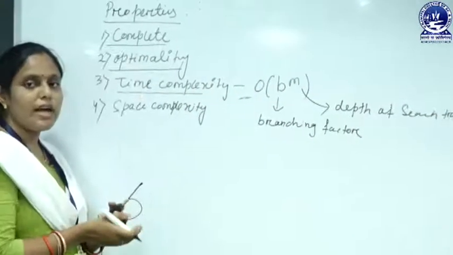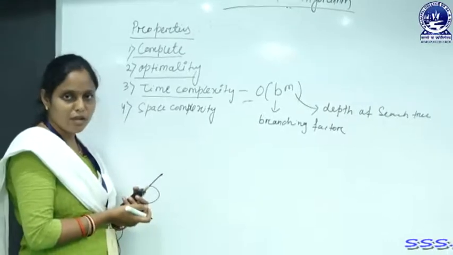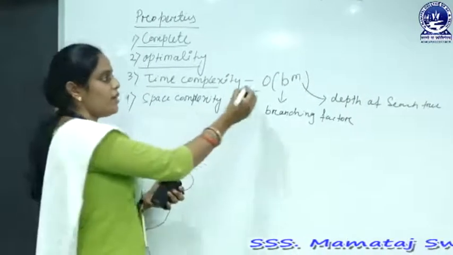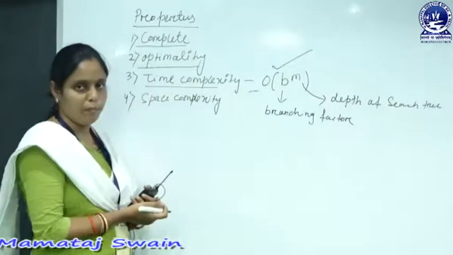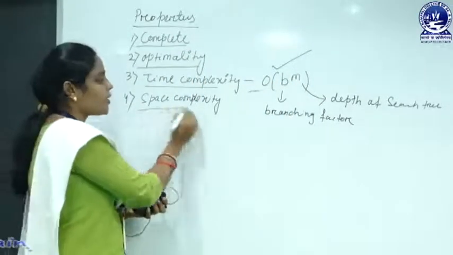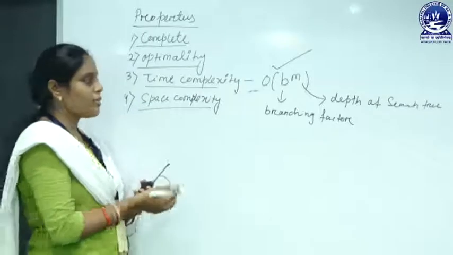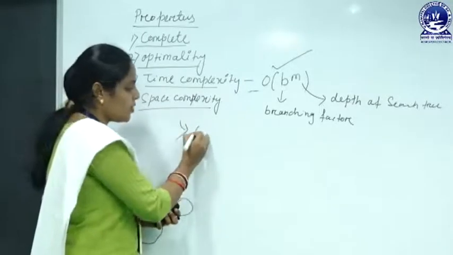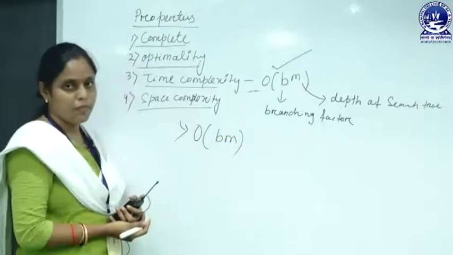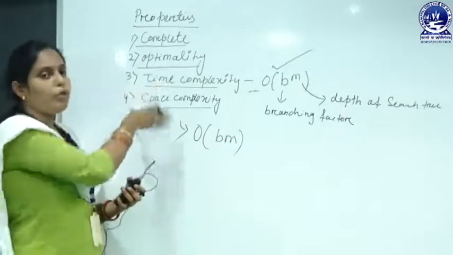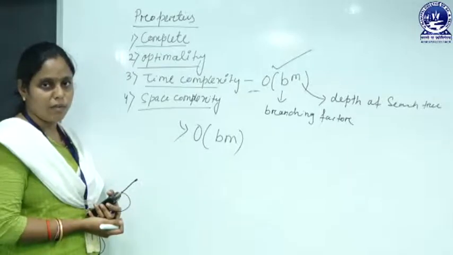Since our min max algorithm follows the DFS algorithm, for this reason the time complexity is big O of b to the power m. Then the space complexity of our min max algorithm is big O of bm. These are the properties of our min max algorithm.